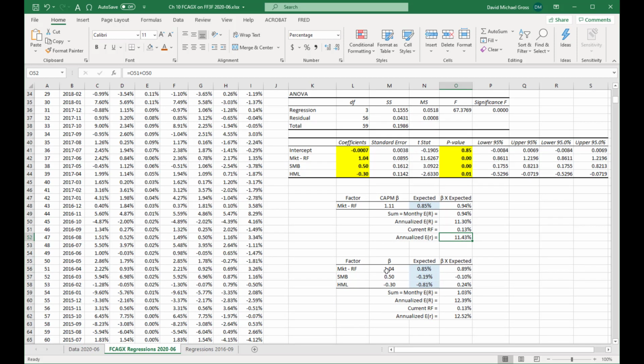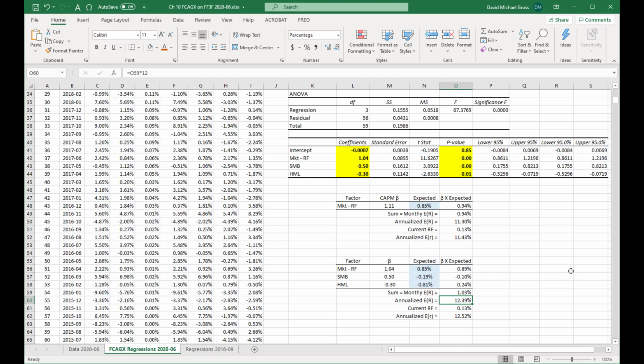And so here I'm going to use the 3 different betas from my 3 different factors. I now have the expectation of the market, I have the expectation of the small stock premium, and I have the expectation of the value stock premium. I can take the product of each of these, and so 1.04 times the expected market risk premium, 0.5 times the expected small stock premium, and negative 0.3 times the value stock premium. And then I can sum these and I get an expected return of about 1.03% per month.